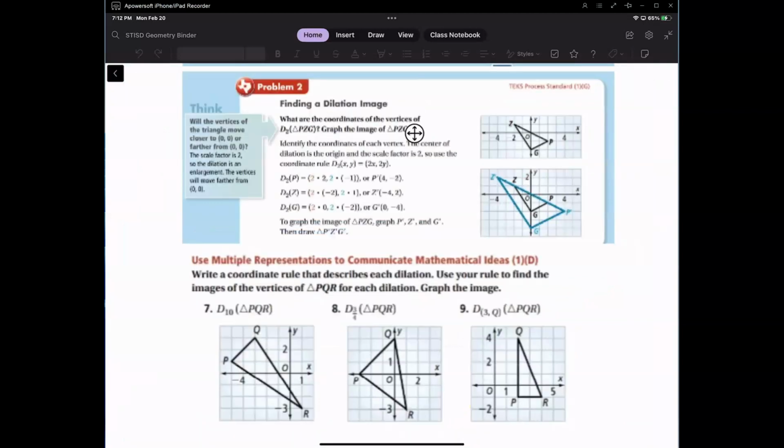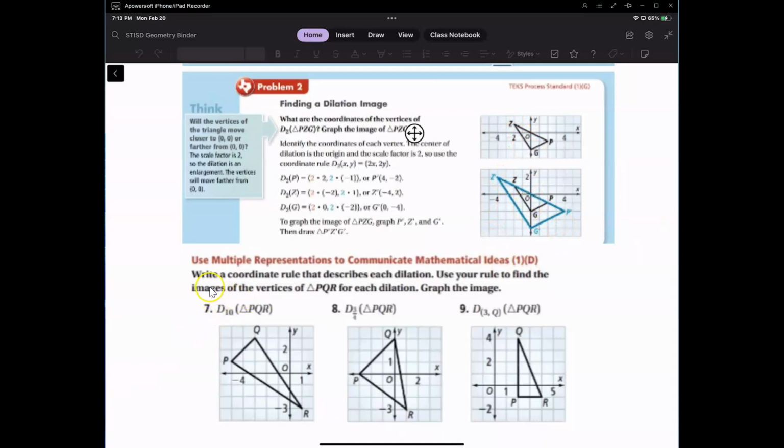So if we look at problem 2, it says finding a dilation image, where what are the coordinates of the vertices of the dilation? It's a scale factor of 2. You see how you multiplied by 2 here? And that's how we got the new image, and that's about the origin. You notice that it's an enlargement. It went from this figure to the larger figure.